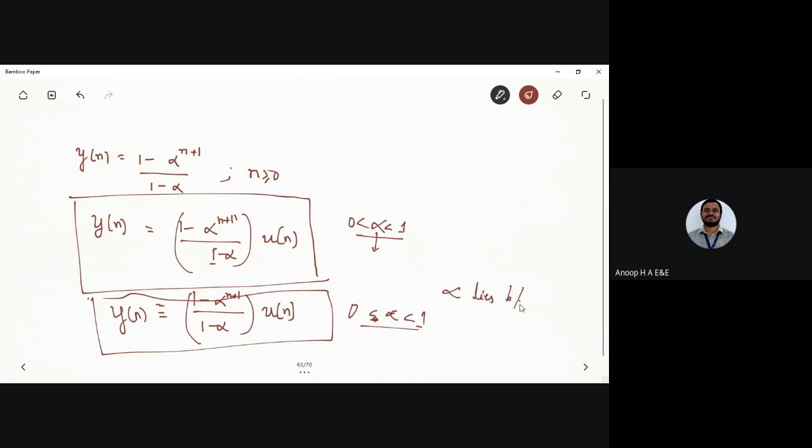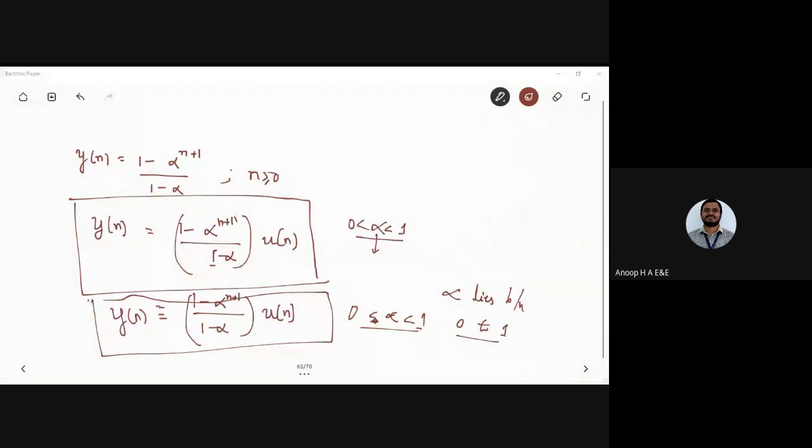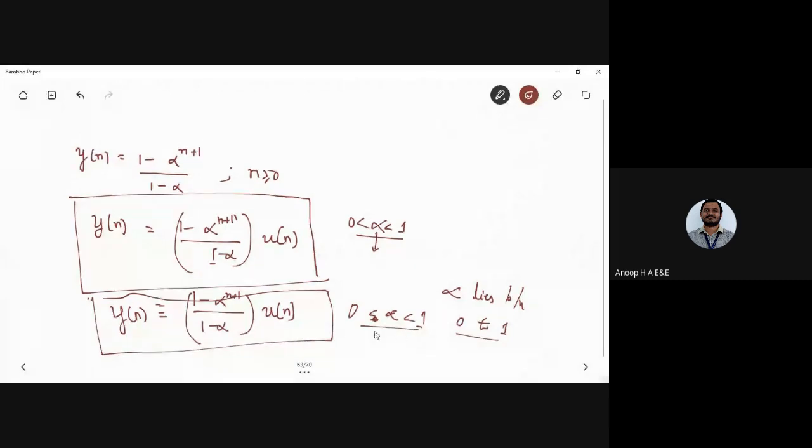Alpha lies between 0 and 1. This is the equation you need to keep in mind, and this is how we obtain the value of alpha. If it is equal to 1, it would be capital N. If alpha lies between 0 and 1, it's a direct substitution that you make, and y of n would be equal to (1 minus alpha power n plus 1) divided by (1 minus alpha) into u of n. So this is the equation you need to keep in mind.